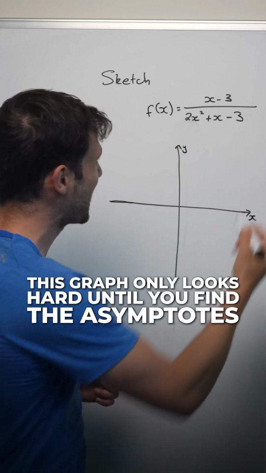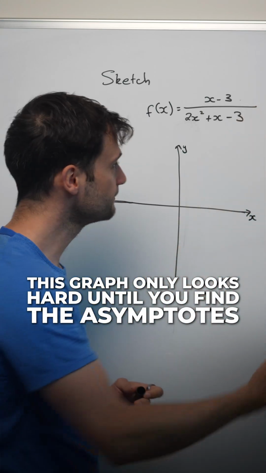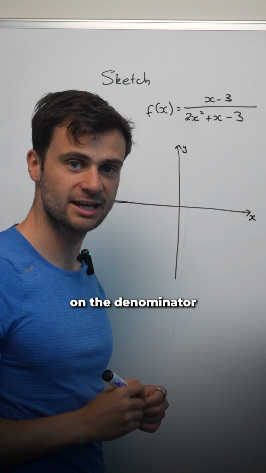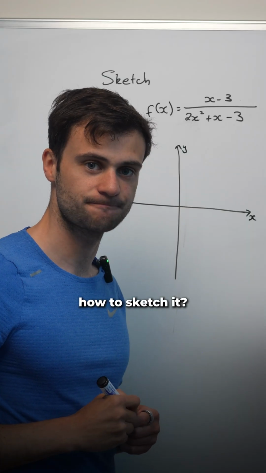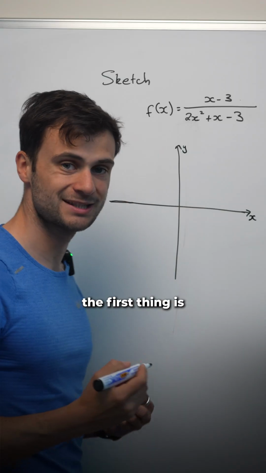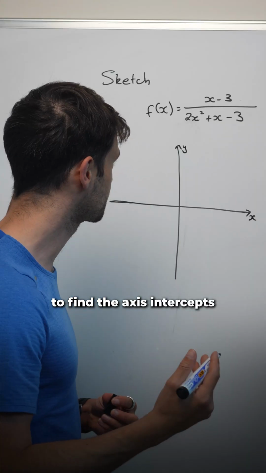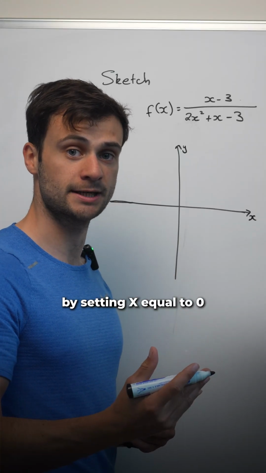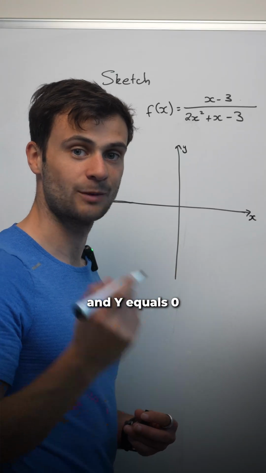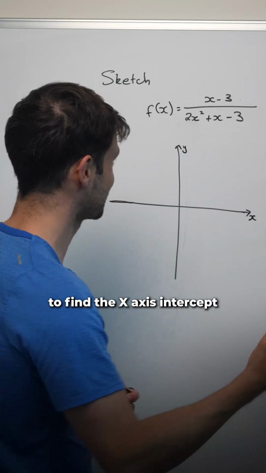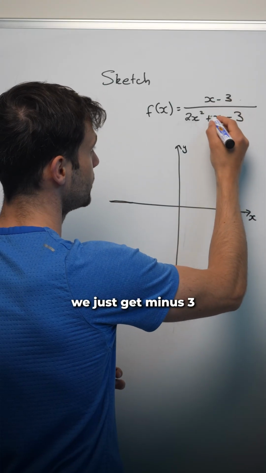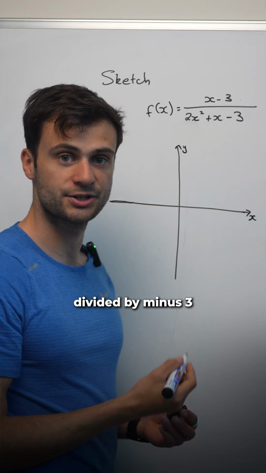This algebraic fraction has a linear expression on the numerator and a quadratic expression on the denominator, and would you know how to sketch it? So with any of these sketching questions, the first thing is to find the axis intercepts, and we can find them by setting x equal to 0 to find the y-axis intercept and y equals 0 to find the x-axis intercept. So when x equals 0, we just get minus 3 divided by minus 3, which is just 1.